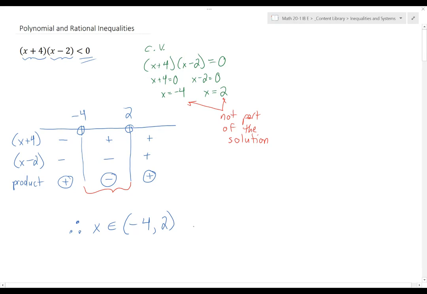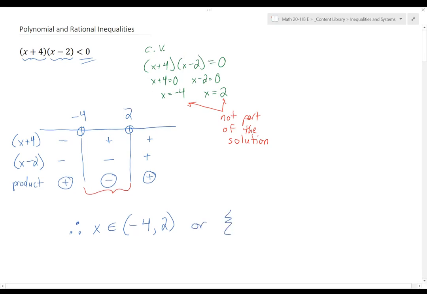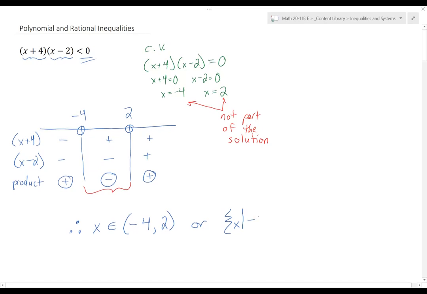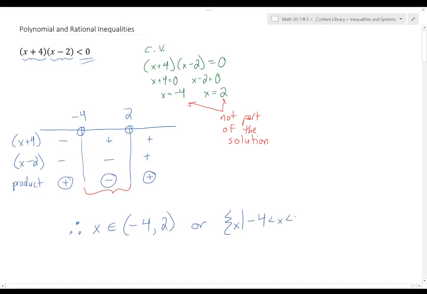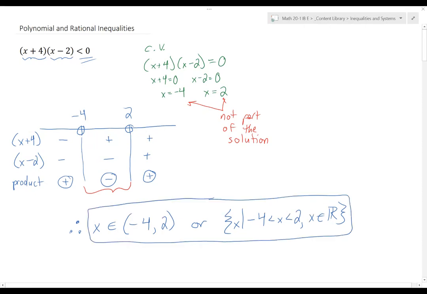That's the solution written in interval notation, or we could write it in set notation, x such that negative 4 is less than x is less than 2, and x is a real number. So that's the basic idea here. Those are two different ways of expressing the solution. But my solution is an interval. All right, so that's the basic idea. That principle applies to all polynomial and rational inequalities. We essentially figure out your critical values and look at it factor by factor.